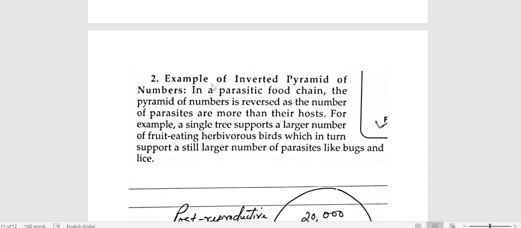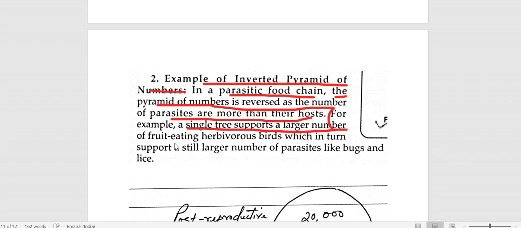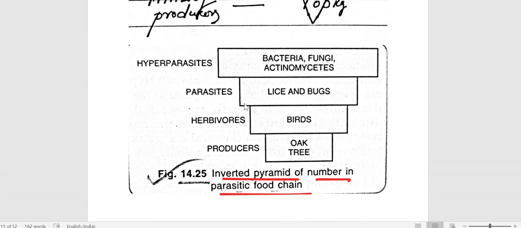So this is the example of an inverted pyramid of numbers, and in a parasitic food chain, the pyramid of numbers is reversed as the number of parasites is more than their host. For example, a single tree supports a larger number of fruit-eating herbivorous birds, which in turn support a still larger number of parasites like bugs and lice, which was already shown in this diagram, representing an inverted pyramid. You can take this as an example as well as the diagrammatic representation.